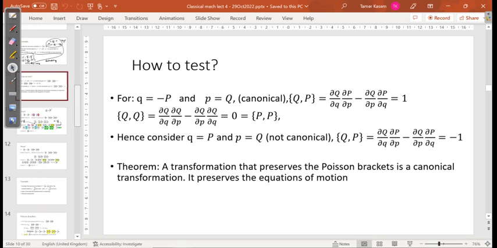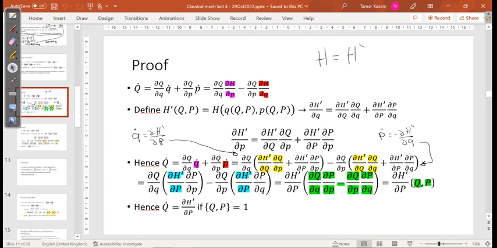It's a little bit complicated. We start with dQ capital by dt. It's equal, since Q capital is a function of q small and p small, so using the chain rule, we get Q capital dot equal partial Q capital by partial q times q dot, plus partial Q capital by partial p times p dot. Remember from Hamilton's equation that q dot is equal to partial H by partial p, and p dot is equal to negative partial H by partial q.